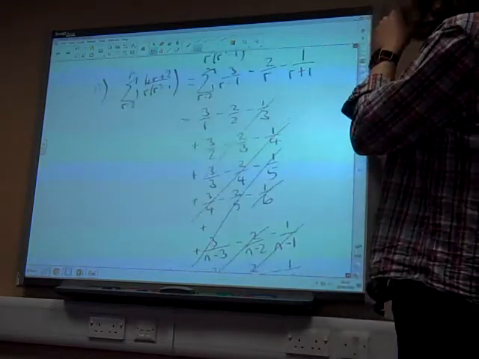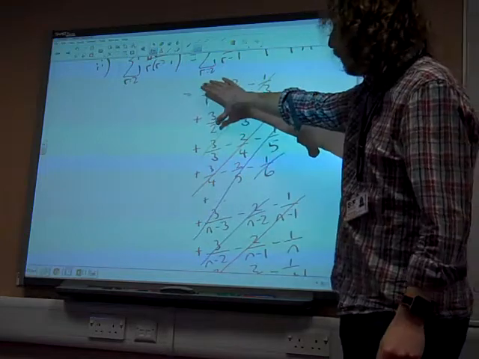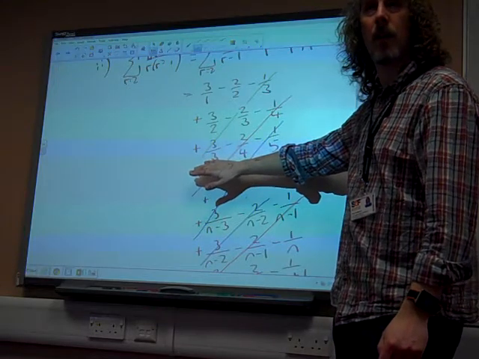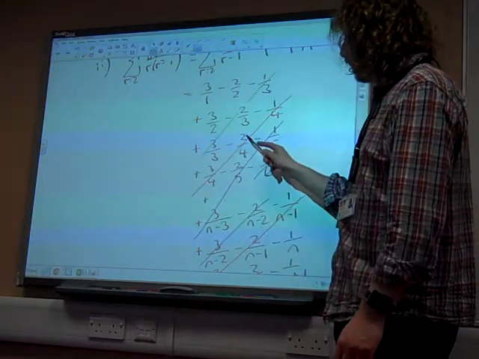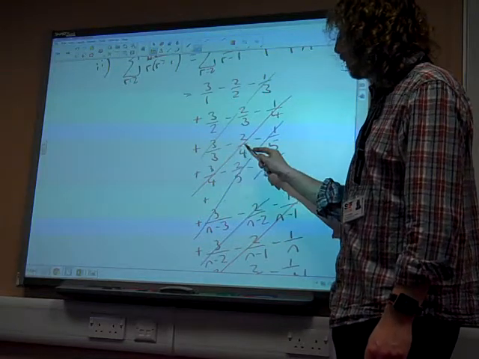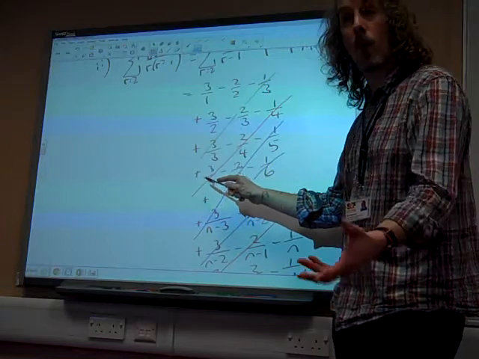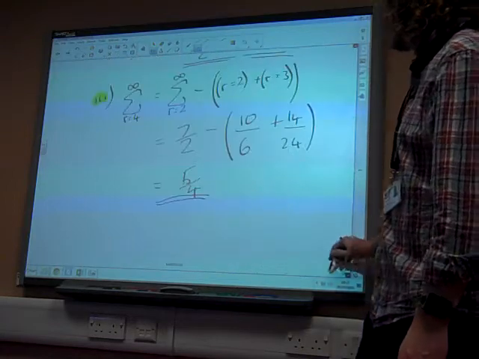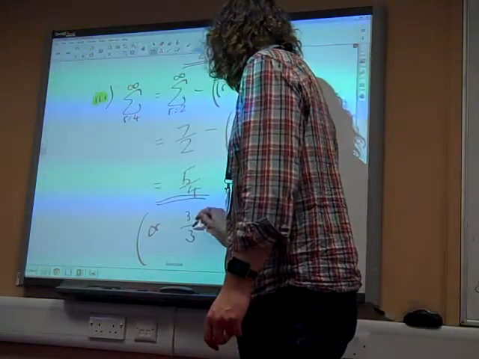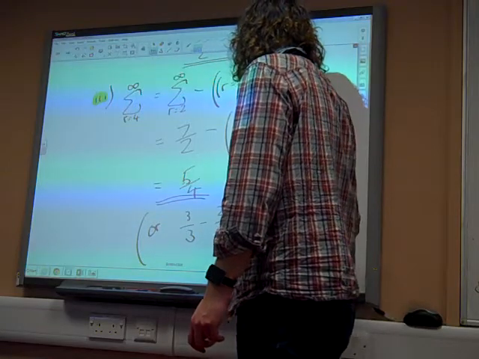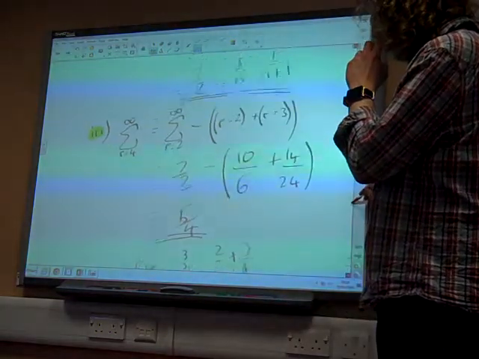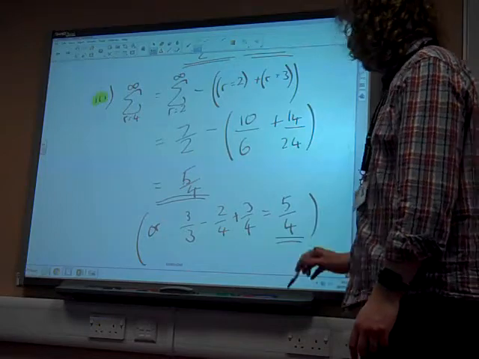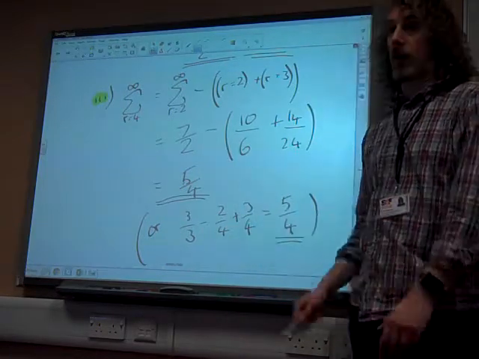So all I want is, if instead of starting at 2, I'd started at 4, what would have been the terms that I would have been left with? If I'd started this sequence at 4, then I wouldn't have cancelled out those 3 expressions there. So another way of arriving at my answer is doing 3 over 3 minus 2 over 4 plus 3 over 4. And you can see straight away that that is also equal to 5 over 4, because we've got 1 plus a quarter is 5 over 4.